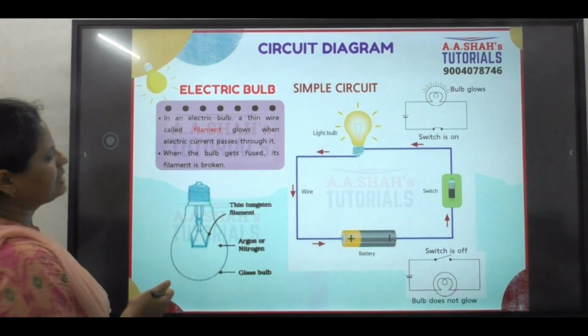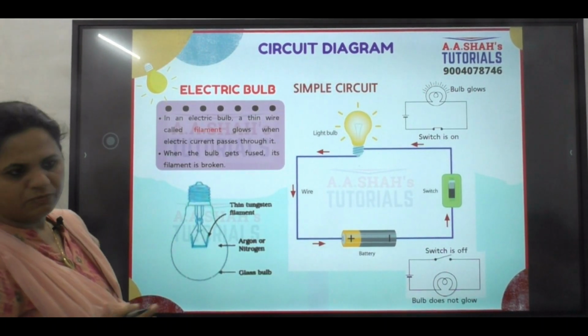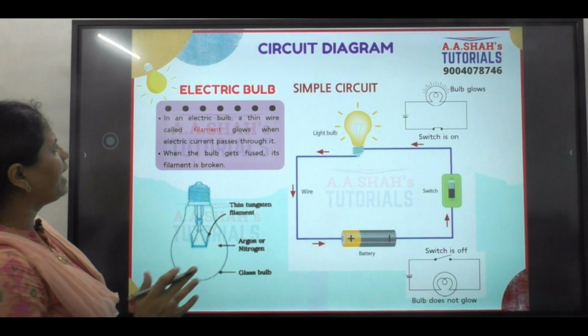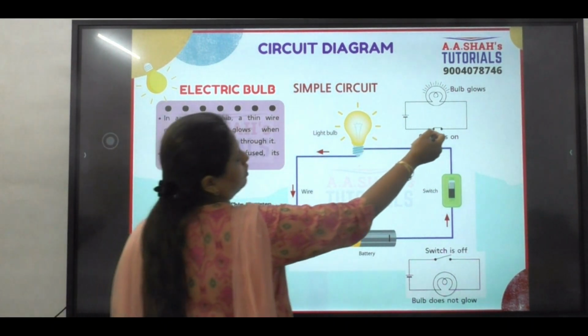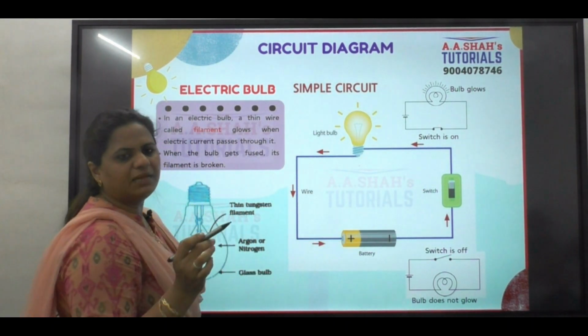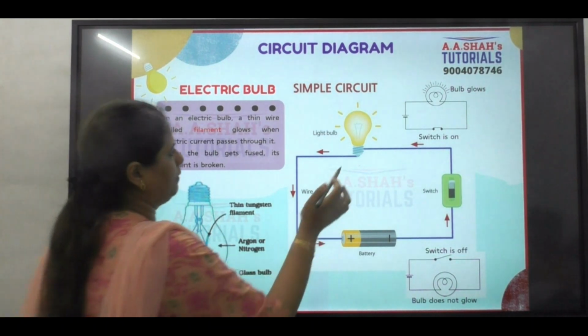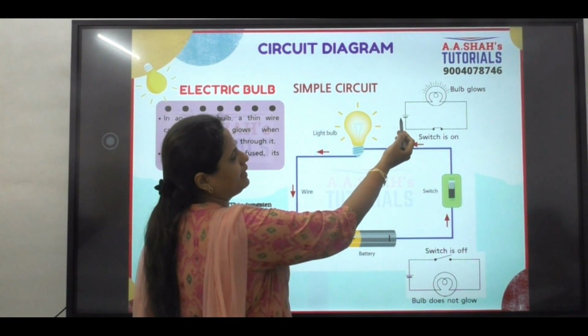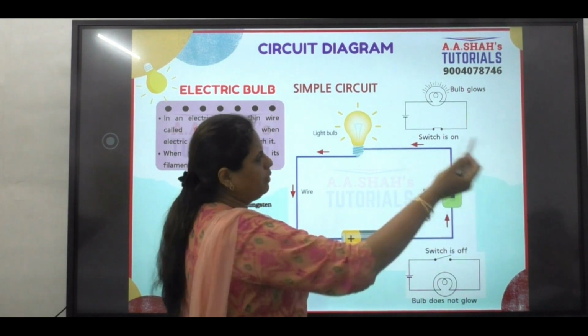Next, we will see a circuit diagram. What is a circuit diagram? A circuit diagram is something which looks like this. And we have already seen the meaning of all these components. Can anybody tell me what is this?